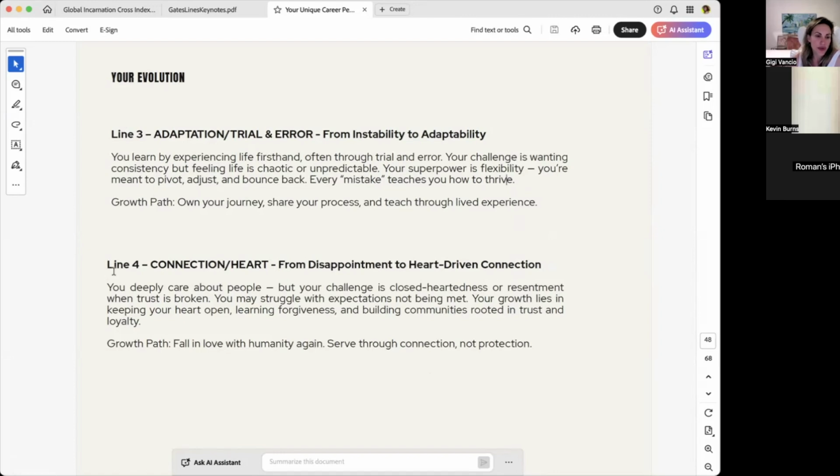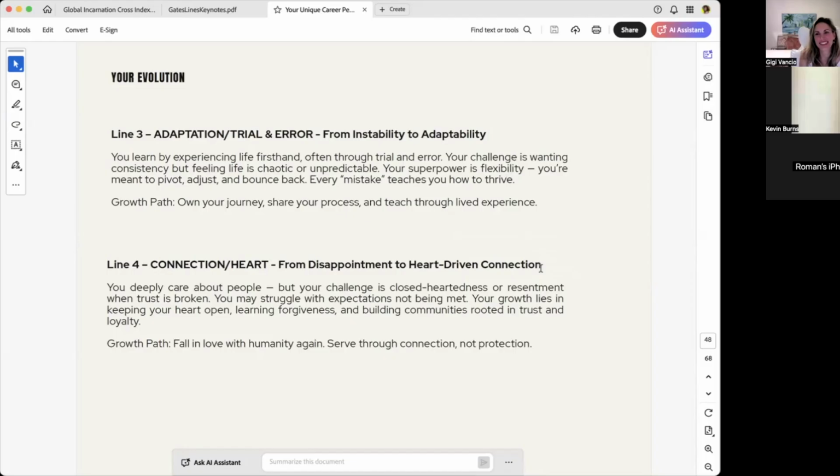So for you, Roman, you're line 4. You're all about connection and heart. And your evolution is to move from disappointment to heart-driven connection. So those deep emotions. That speaks. Is that what you said? Yeah, like completely. As far as shifting from disappointment, that's been a go-to mood in life, you know. But it's shifting. I mean, it's definitely shifting.